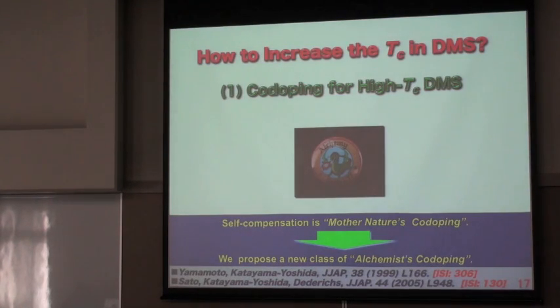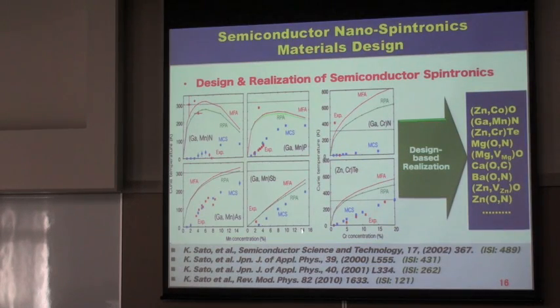Now our question is how to increase the TC in the case of diluted magnetic semiconductors. One point is we should increase the solubility, because if you look at most of the cases, with increasing concentration, TC goes up. In the case of chromium-doped zinc telluride, we have just room temperature ferromagnetism, but we need a much higher TC. So in this case, we should increase the concentration much more.